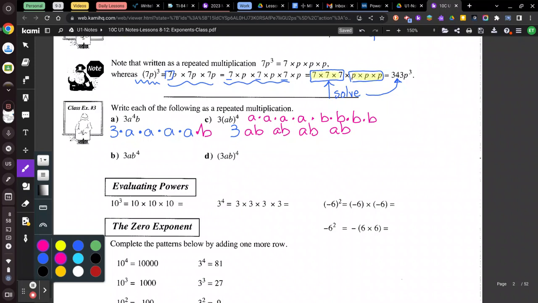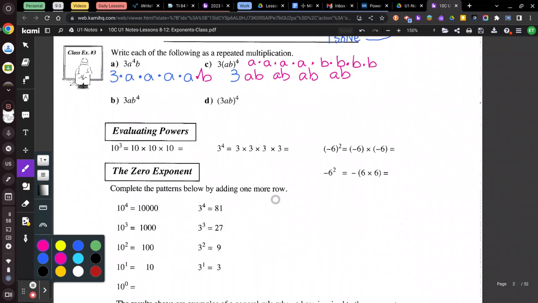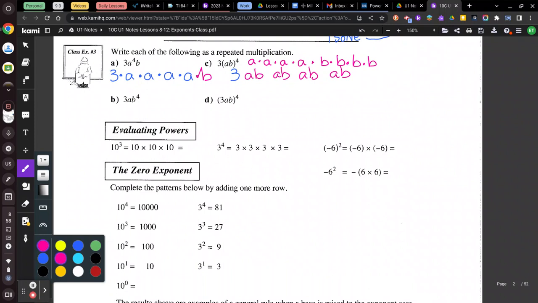How is letter B different then? Look at letter B going down. Which part, which digit, which letter, which variable is the 4 applied to? Is it all 3? No, just the B. Just the B in this case. There are no brackets. So my 3 stays a 3. The A stays an A. It's got a hidden 1 on them. If you can't see an exponent, it's always a hidden 1. That number 1 likes to hide. Then we've got 4 B's.